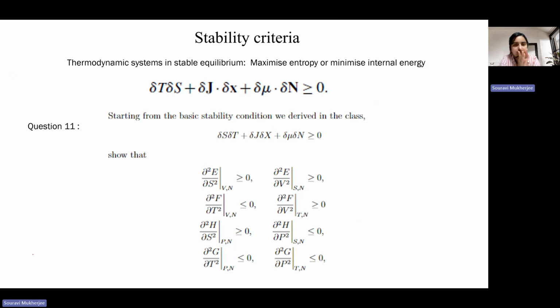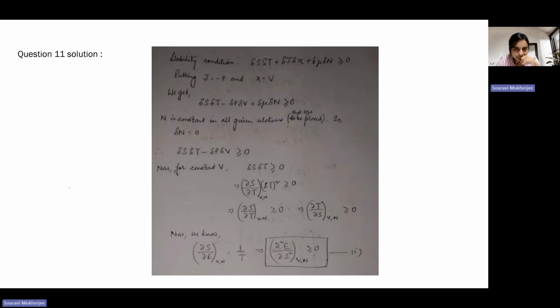So till now, when we were talking about thermodynamic variables, we were talking about systems in equilibrium. Now we are talking about the criteria that describe the state of reaching equilibrium, or the conditions or inequalities associated with stable equilibrium. So the stability criteria is given as this.